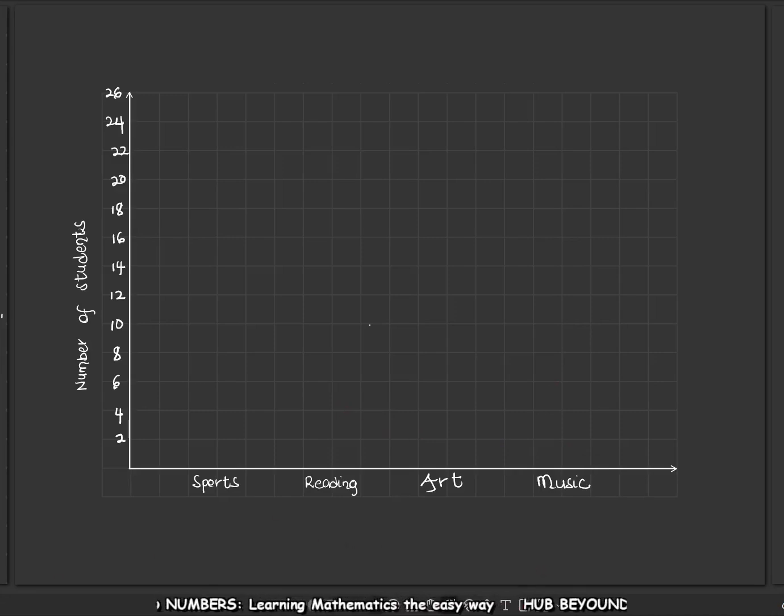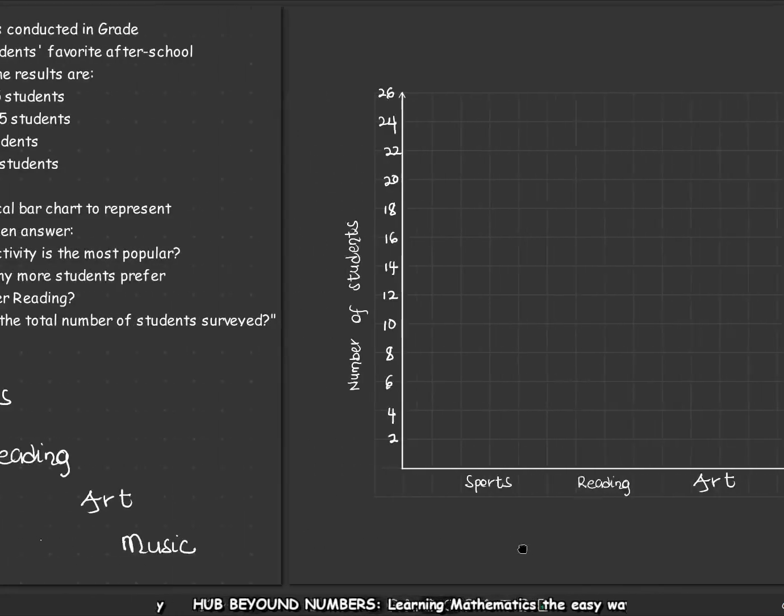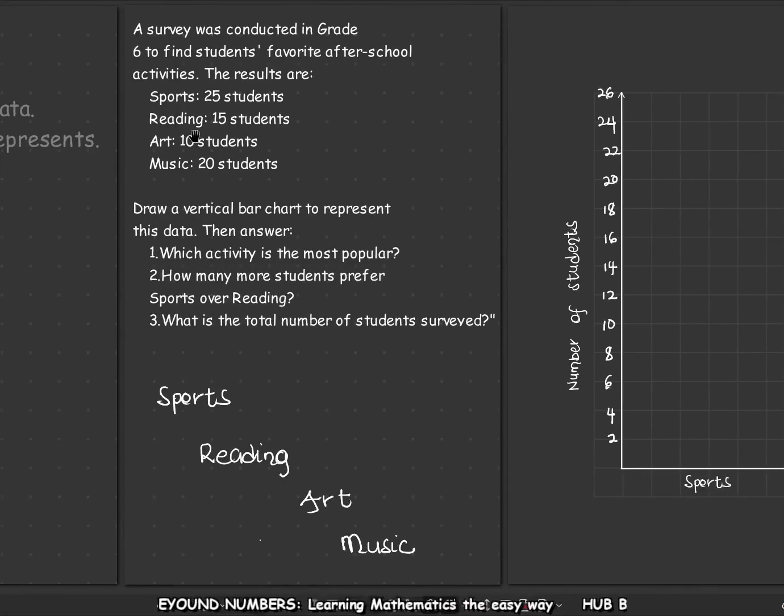Now I'll be tempted to write my title here, but I wouldn't write it yet because maybe my graph might cover that. So let's finish with our graph, then we can get adequate space where we can put our title. So we go to our data once again, and we look at the frequencies of all that we need. Sport was 25, reading was 15, art was 10, then music was 20.